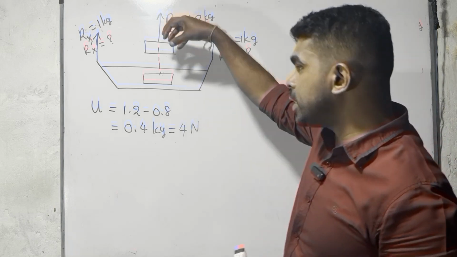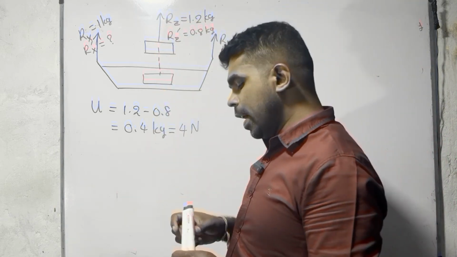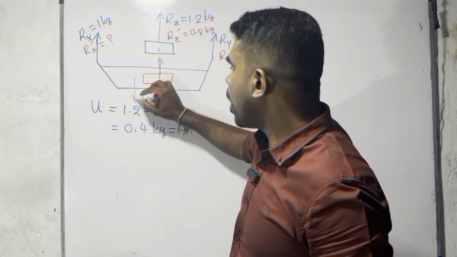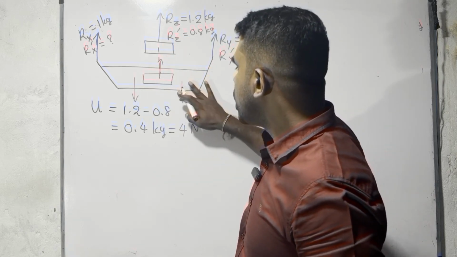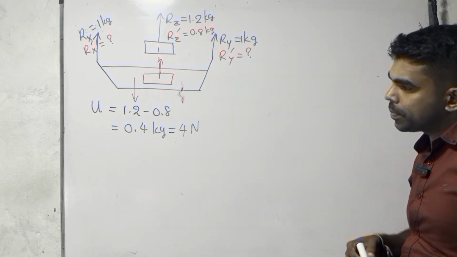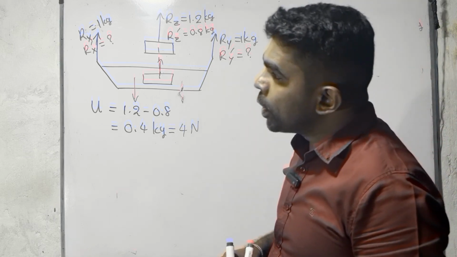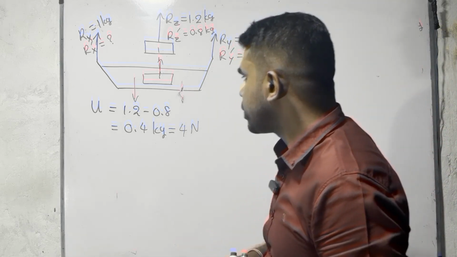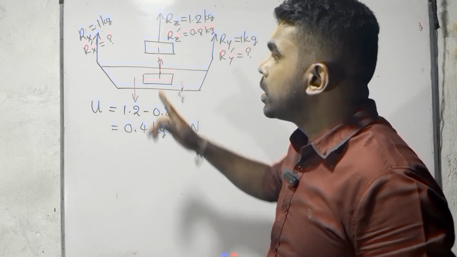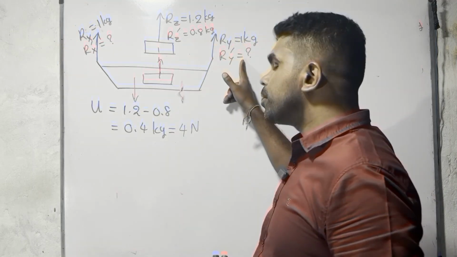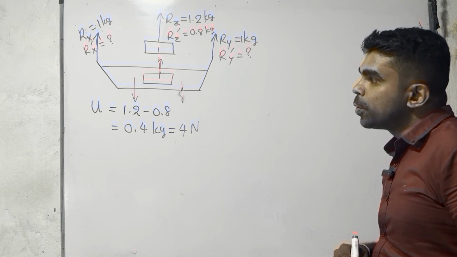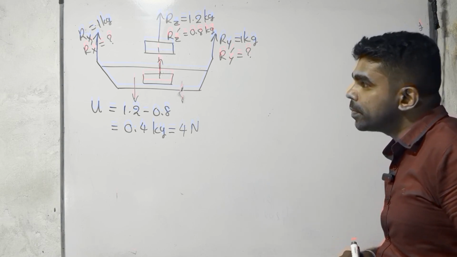And when immersing this object, we know that upthrust is acting on this object and there is a down thrust on corresponding liquid. It means down thrust on water. According to Newton's third law, action and reaction. Therefore, sum of these two readings should be increased by 4 Newton.